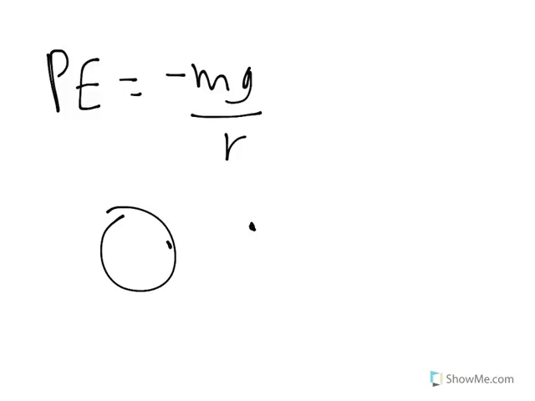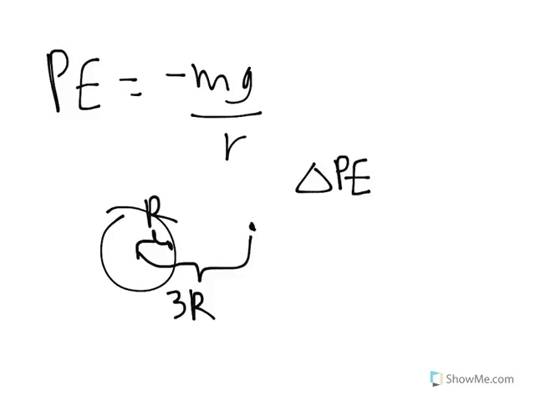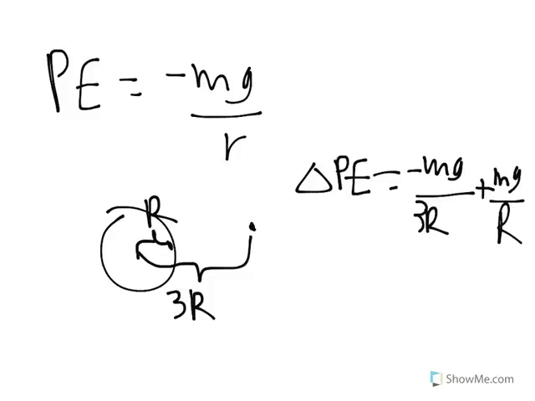So let's not do it with numbers quite yet. Let's just use some constants. Let's say out here, the radius is 3 Earth radiuses, 3 times the radius of the Earth, and here it's 1 Earth radius. What's the potential energy, or the change in potential energy, to be specific? Well, change in potential energy, once again, delta just means change, is negative mass times g over 3r minus negative, so plus mass times g over r.